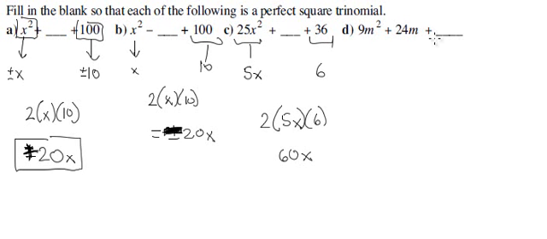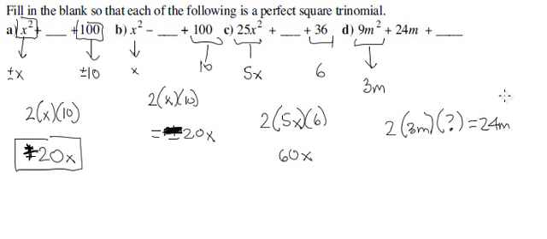And now they get tricky. It's not the middle one that's missing, so now we have to work a little backwards. The first square root is 3m. Now, whoever did this middle part did 2 times 3m times something, and they came up with 24m. So 2 times 3m is 6m times question mark equals 24m.